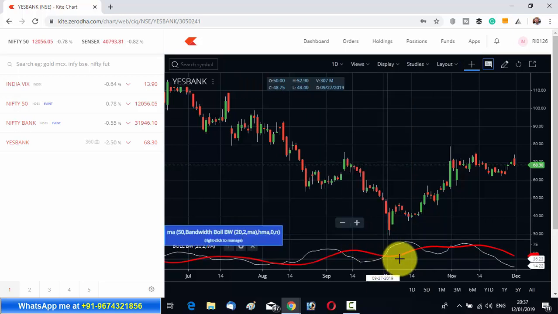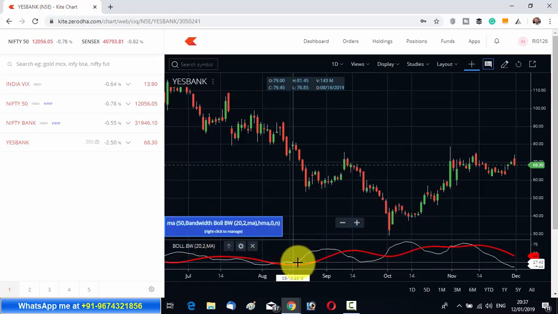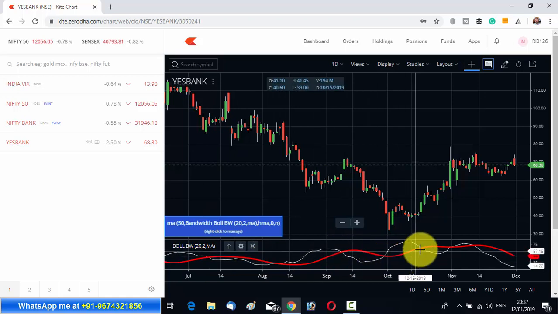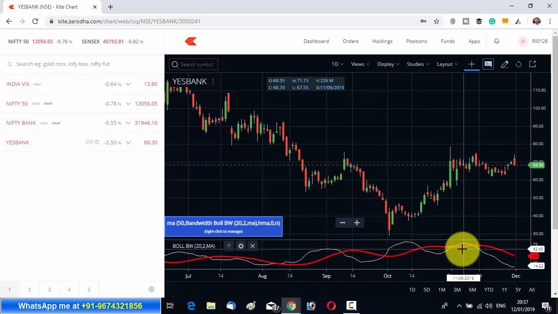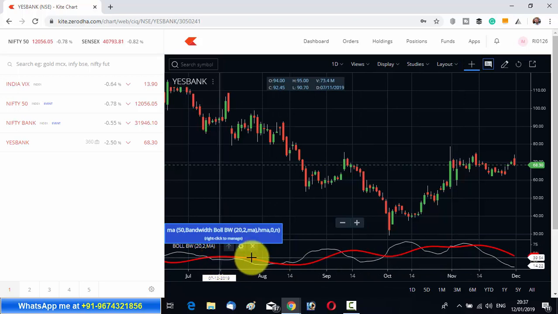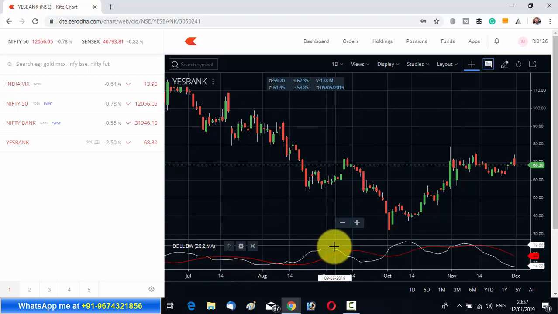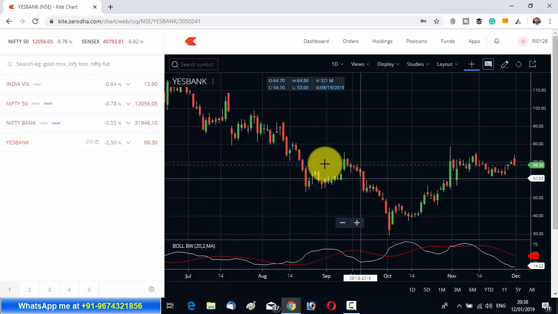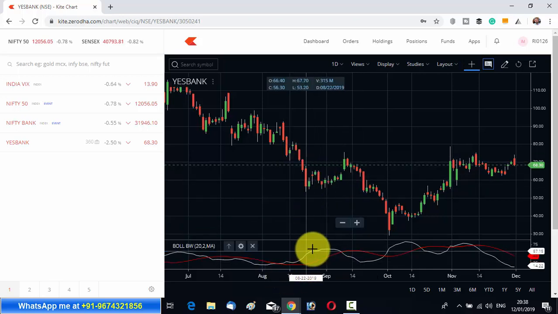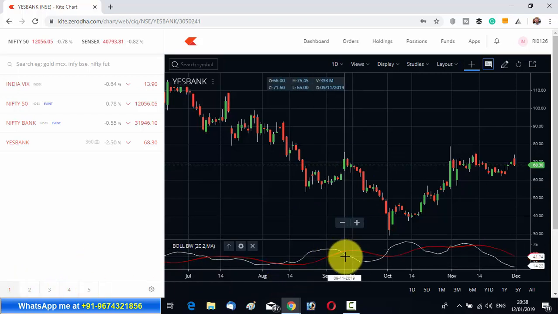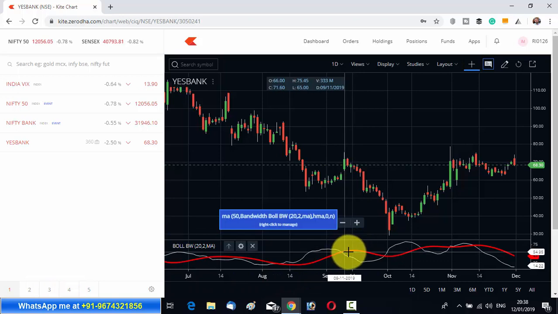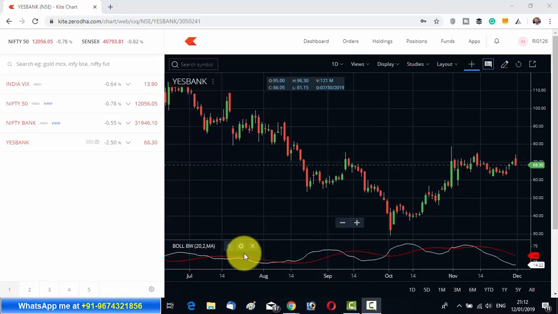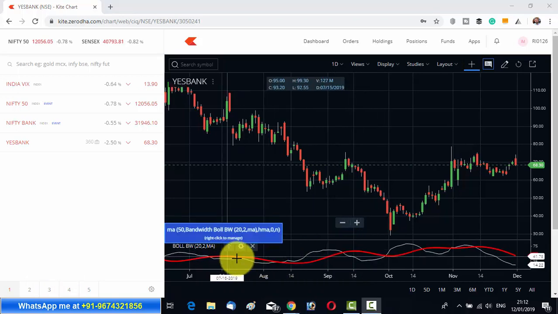Now you can see the moving average is crossing the Bollinger Bandwidth indicator up and down. Whenever the Bollinger Bandwidth is above the moving average, it denotes that the Bollinger Bandwidth is rising. That means at that time the market is trending. And whenever the moving average is above the Bollinger Bandwidth, at that time the market is ranging.